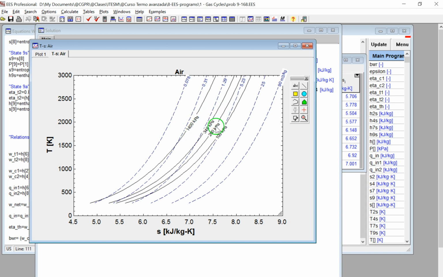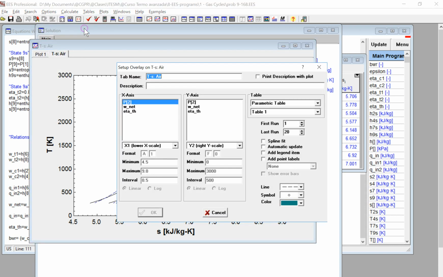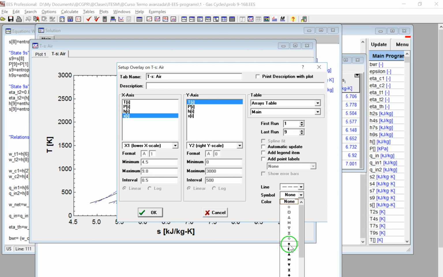The black ones are pressures. Now I would like to overlay my cycle, and I will take this from the array table. I have temperature on the y-axis and entropy on the x-axis. And I will make the symbol, and I will use a black line. I will use red. Automatic update if I change something, and I will add a legend item so I know what it is. And I will add the point labels.